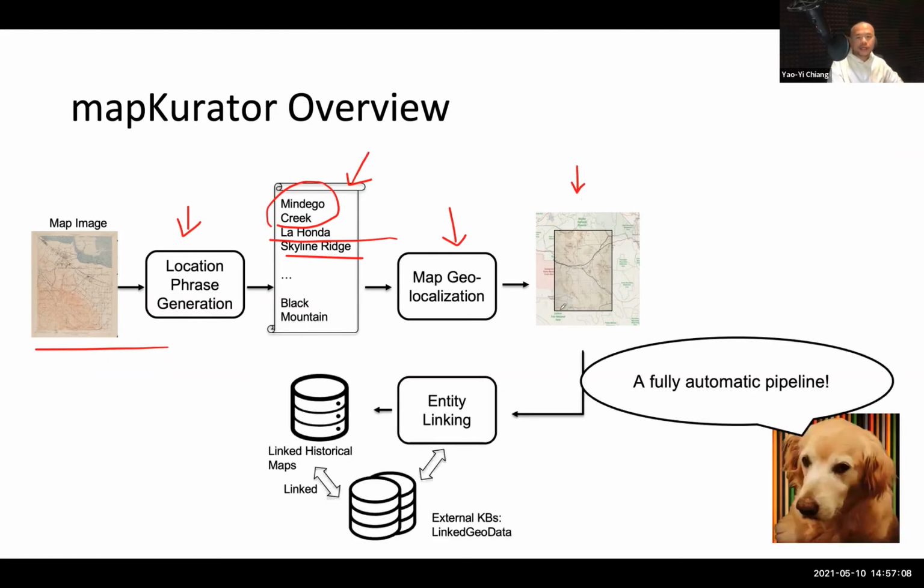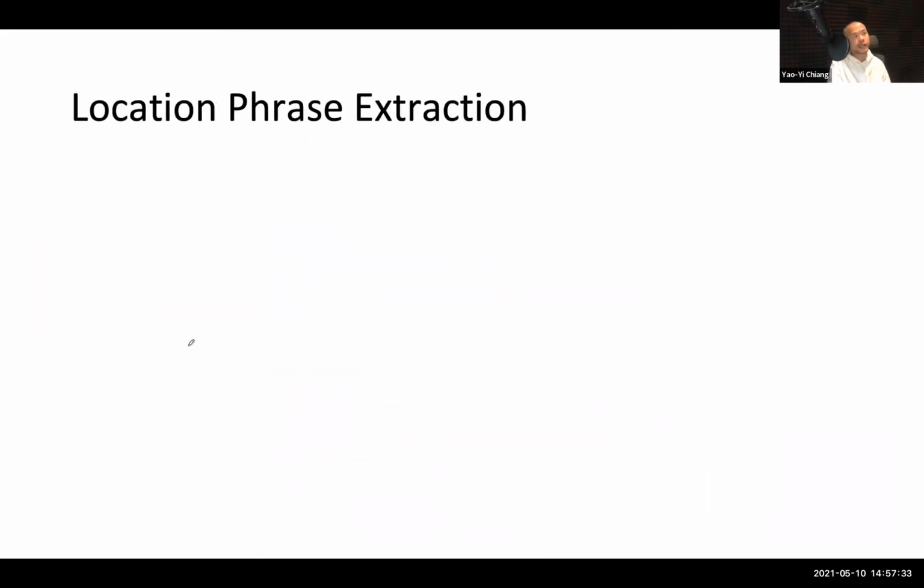Then we are going to take the map content, match it to an external knowledge base. In our case, we use link geodata. So once we can link them, we will be able to generate link historical maps. And this is a fully automatic pipeline with very rich metadata. So I'm going to show you these three components one by one. First component, location phrase extraction.